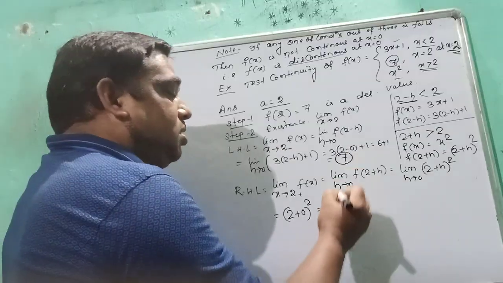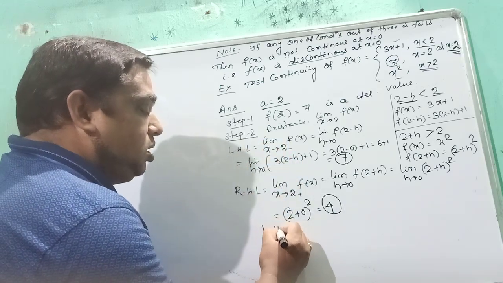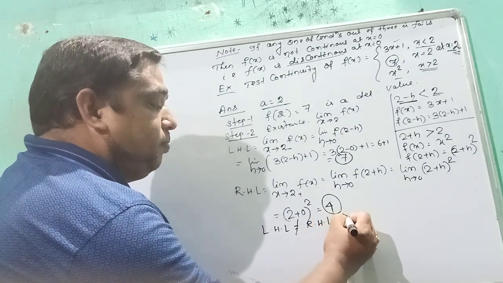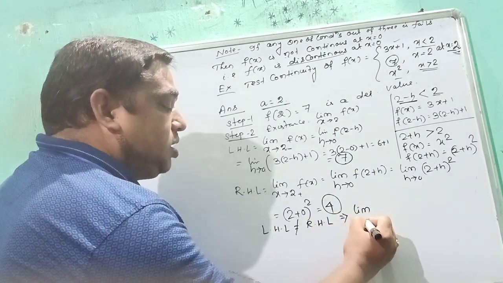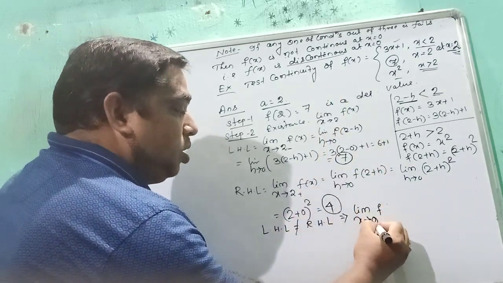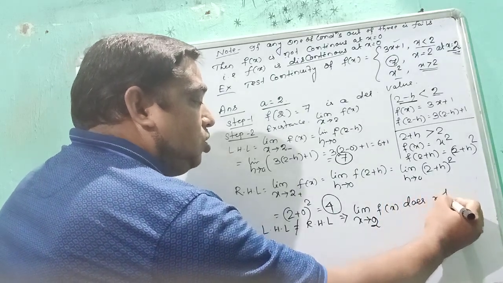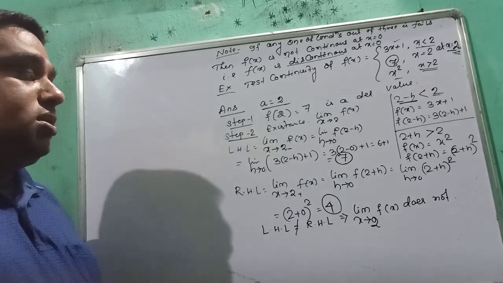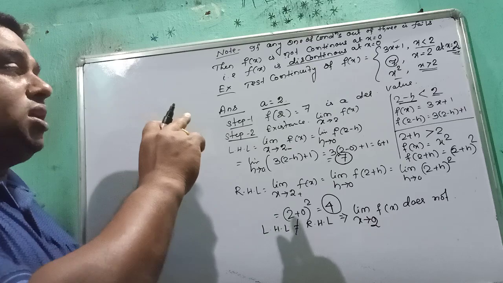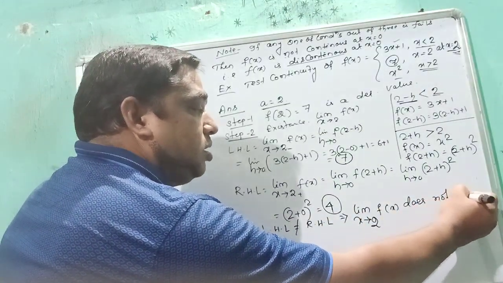Now your left hand limit is 7 and the right hand limit is 4. So the left hand limit is not equal to the right hand limit. That implies limit x tends to 2 of f(x) does not exist. So in step 2, the existence, the limit does not exist.